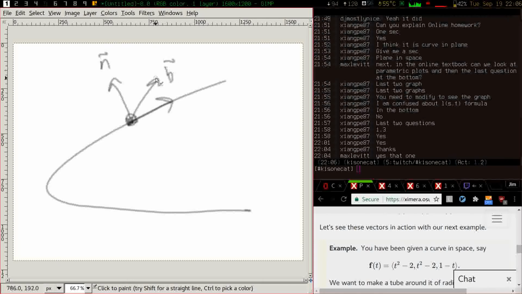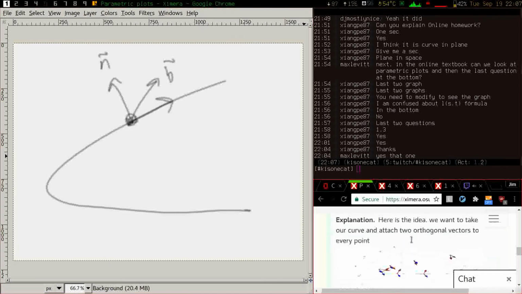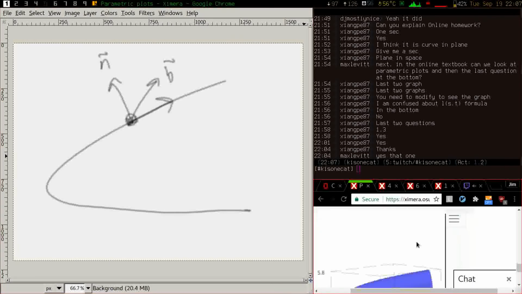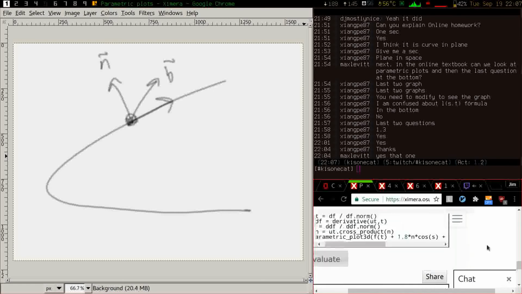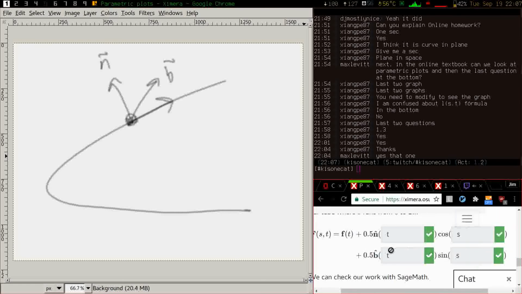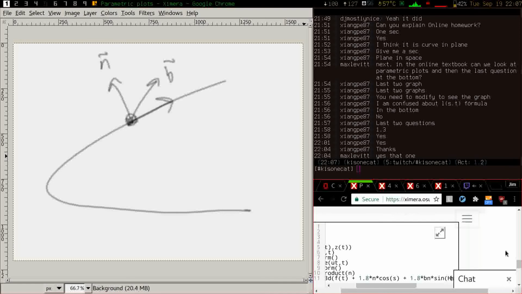And then to build the tube around this thing, I'm using N as if it were, say, the x direction, and I'm using B as if it were the y direction, and then I'm combining them in the same sort of way that I would normally be building a circle.